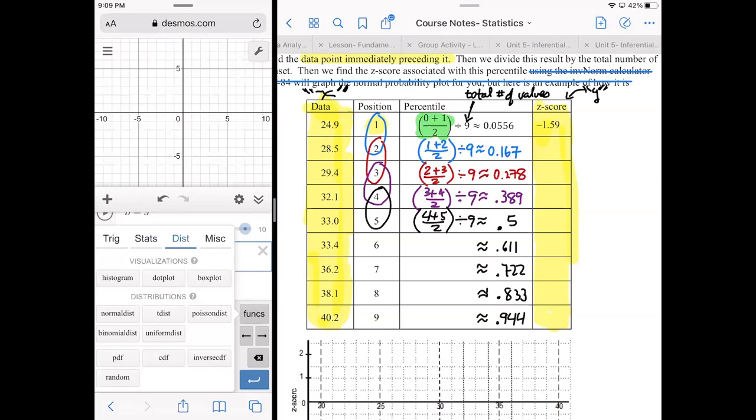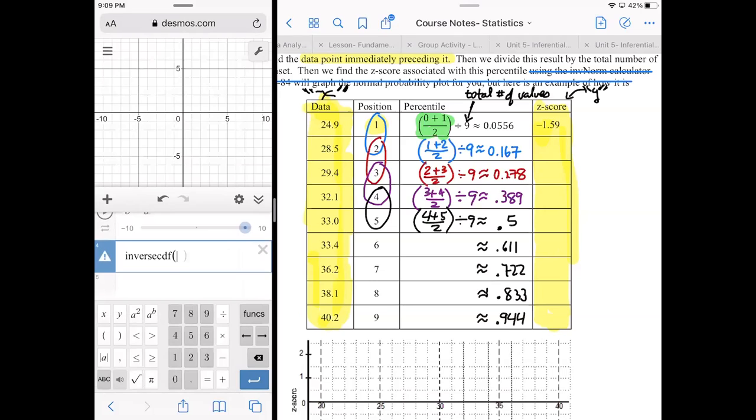But if we go into distributions, you see that we have some other options here: PDF, CDF, and inverse CDF. We also have histogram, dot plot, and box plot. That's another conversation for another day, because we're going to talk about how to make these graphs using technology. So let's hit on inverse CDF.